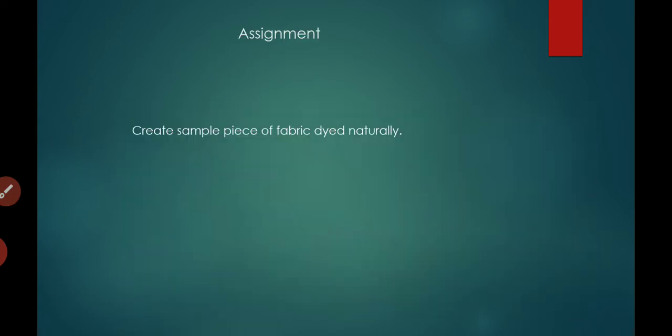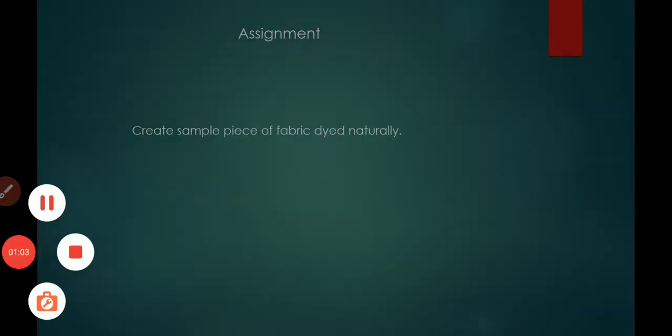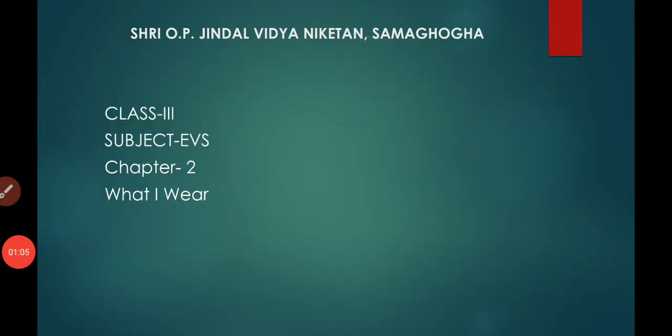In the previous class, I gave you an assignment. Create a sample piece of fabric dyed naturally. Have you done this assignment? Yes? Then it's good. Now, you have remembered everything, whatever we did in the previous class, right? It's good. Now, we will continue this chapter.